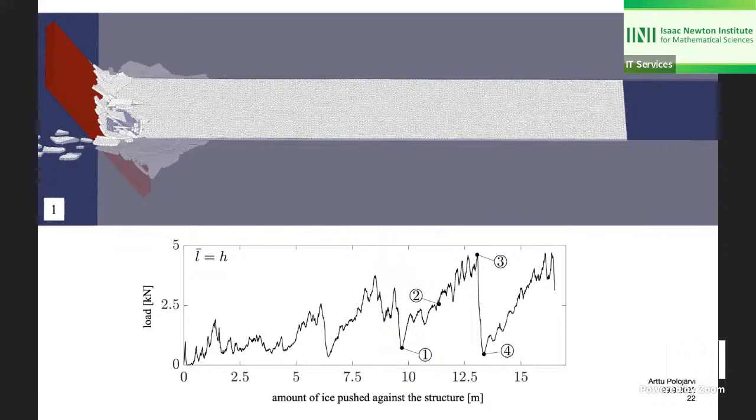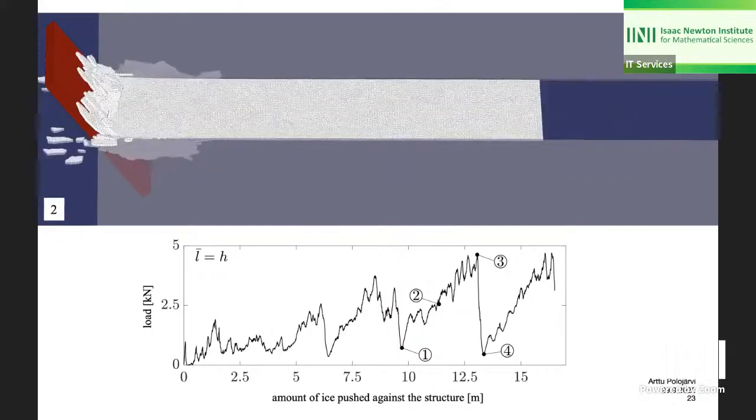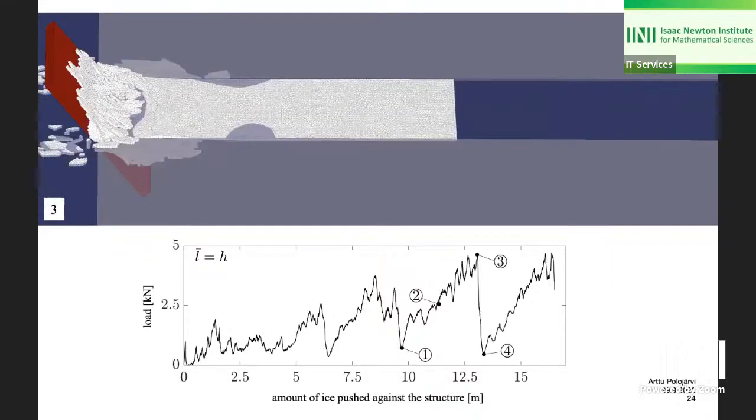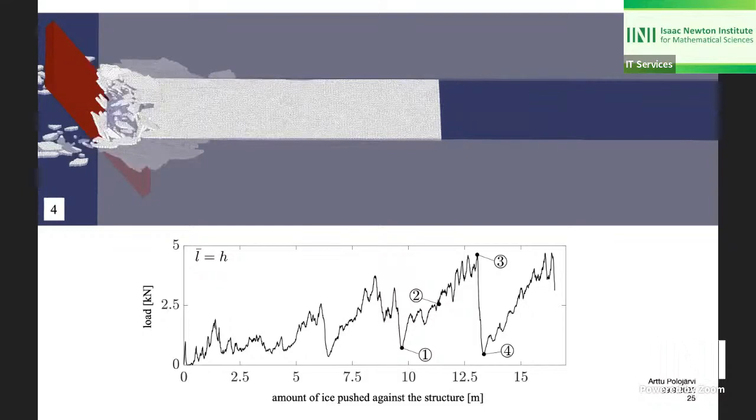I try to illustrate it with a couple of snapshots from my simulations. So you start from a situation where you might have some ice rubble against the structure, but it's underwater here. There's no rubble riding up the structure. Then, when your load is increasing, typically you see that the volume of ice riding up the structure is increasing. At maximum load, you usually have quite a bit of rubble against the structure, and then your load drops when the rubble basically sinks.